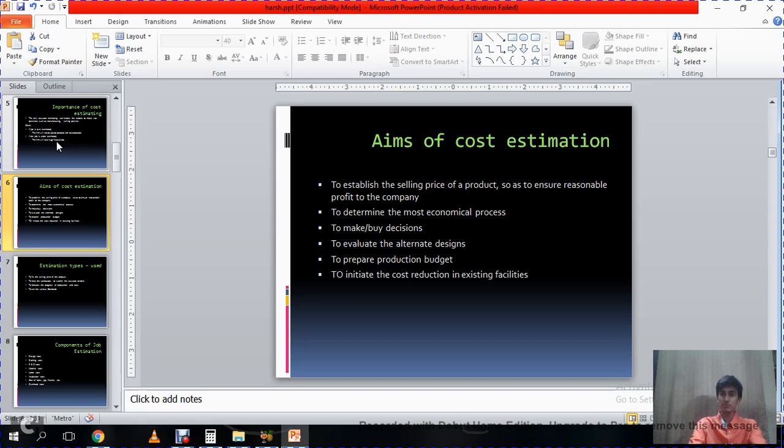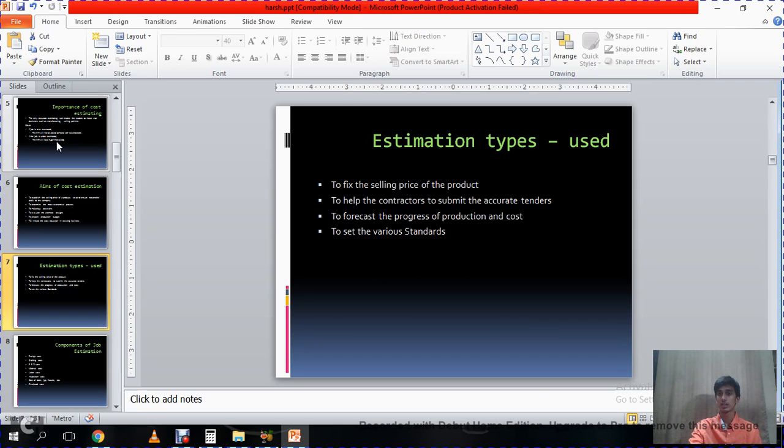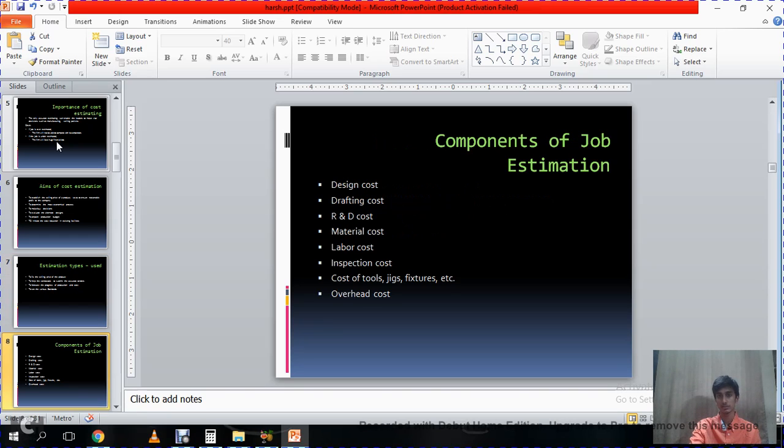Now, what are the aims of cost estimation? It is to establish the selling price of the product so as to ensure reasonable profit to the company, to determine the most economical process, to make buy or make decisions, to evaluate the alternate designs, to prepare the production budget, and to initiate cost reduction in the existing facilities. Now, we'll be learning about some estimation types that are currently used in the market. It is to fix the selling price of the product, to help the contractors to submit accurate tenders, to forecast the progress of production and cost, and to set the various standards.